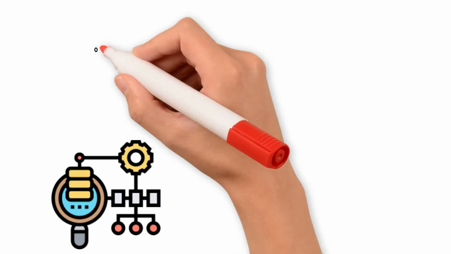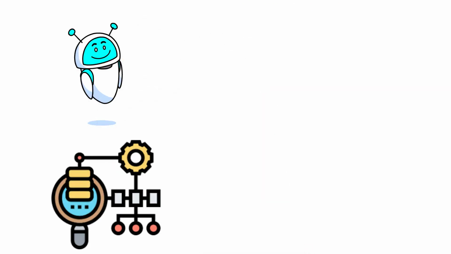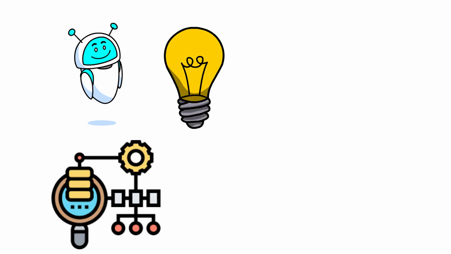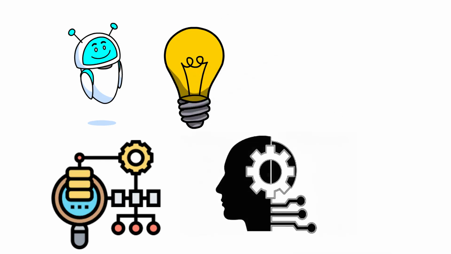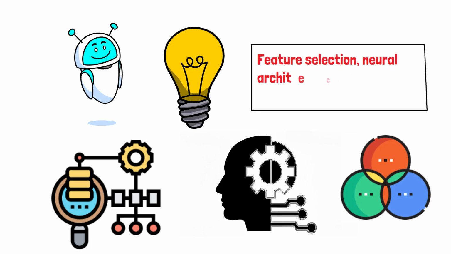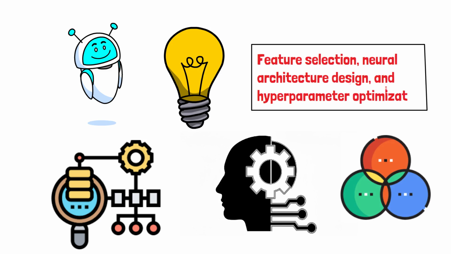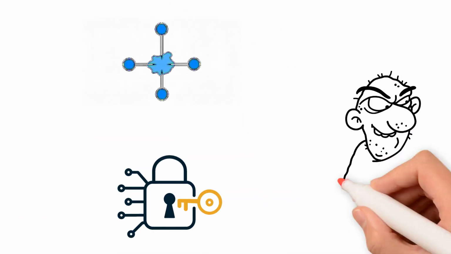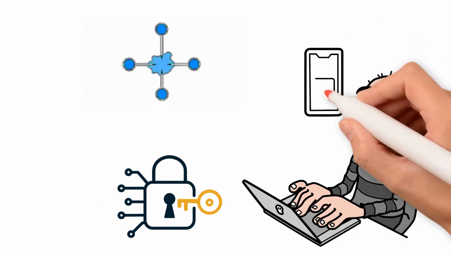In search algorithms, combinatorial optimization helps AI systems navigate huge solution spaces efficiently. In machine learning, combinatorics is applied to feature selection, neural architecture design, and hyperparameter optimization. In cryptography, combinatorial explosion is what keeps brute force attacks impractical, protecting our digital security.